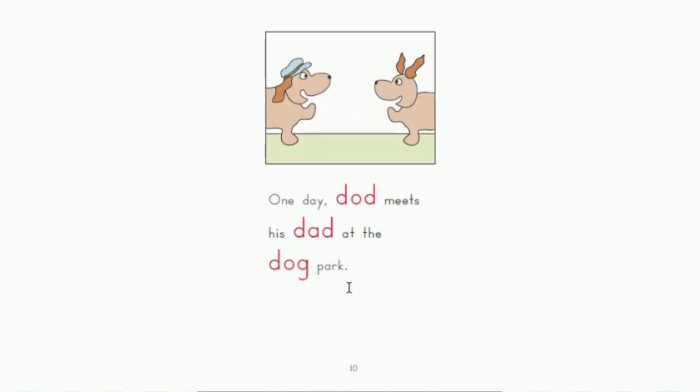Yes, every time when reading a story we have to take clues from the picture. Yes, can you see this picture? Yes, there are two dogs. As I have told, the title is Dod and Dad. So Dod meets his dad. One day, Dod meets his dad at the dog park.